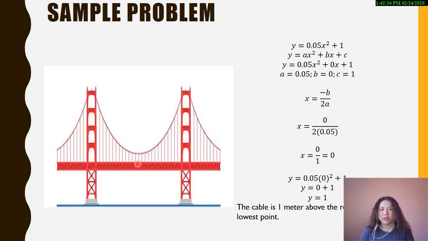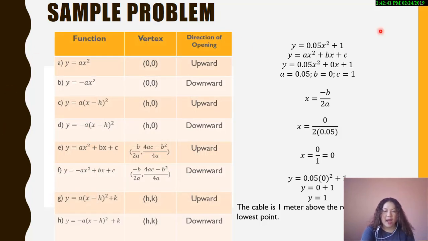The given equation is y is equal to 0.05x squared plus 1, and a while ago I showed you this table. It follows the form ax squared plus bx plus c, and we assume that b is equal to 0 since it is not shown in this given equation. So a is equal to 0.05, b is equal to 0, and c is equal to 1. As shown in this table, to find the x-coordinate of the vertex, you have to use x is equal to negative b over 2a, and we substitute the values of b and a. So negative 0 over 2 times 0.05, so it will be 0 over 0.1, and we come up with 0.